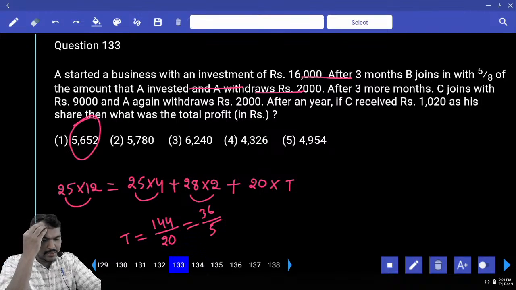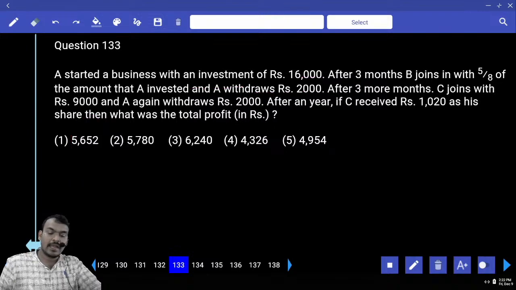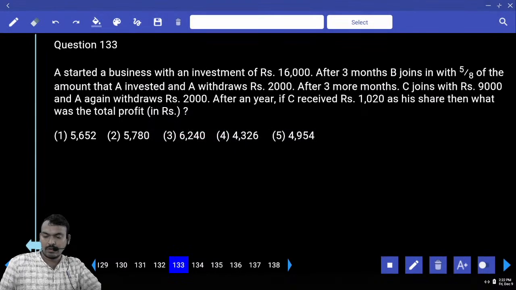Next question number 133. A started a business with an investment of how much? 16,000. After 3 months, B joined with 5 by 8 of the amount that A invested, and A withdrew 2,000. After 3 more months, C joined with 9,000 and again A withdrew how much value? 2,000. After a year, C received how much value? 1020 as his share. Then what is the total profit or not?